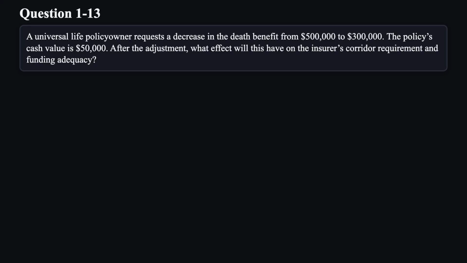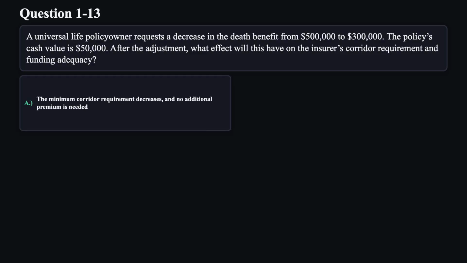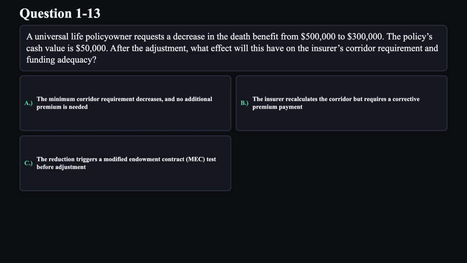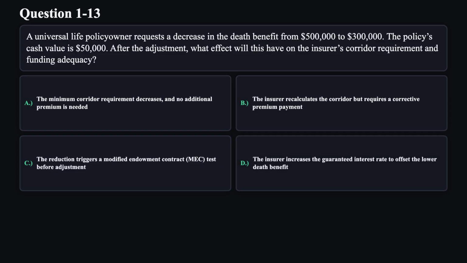Question 13. A universal life policy owner requests a decrease in the death benefit from $500,000 to $300,000. The policy's cash value is $50,000. After the adjustment, what effect will this have on the insurer's corridor requirement and funding adequacy? A. The minimum corridor requirement decreases and no additional premium is needed. B. The insurer recalculates the corridor but requires a corrective premium payment. C. The reduction triggers a modified endowment contract (MEC) test before adjustment. D. The insurer increases the guaranteed interest rate to offset the lower death benefit.